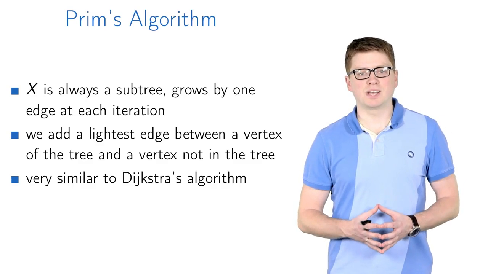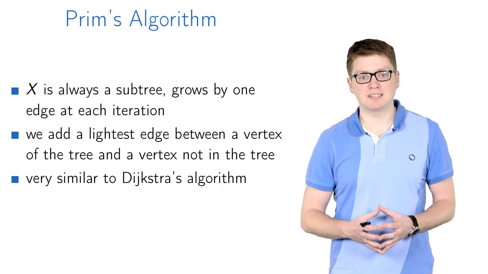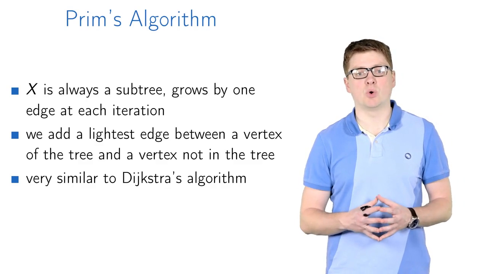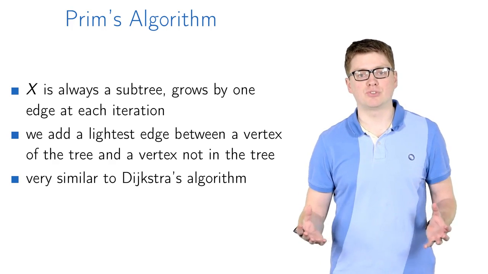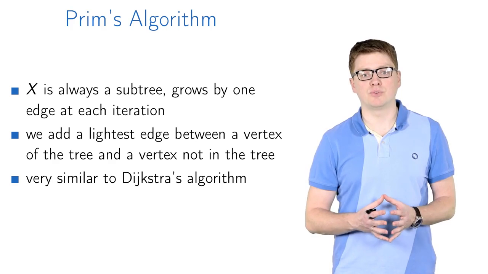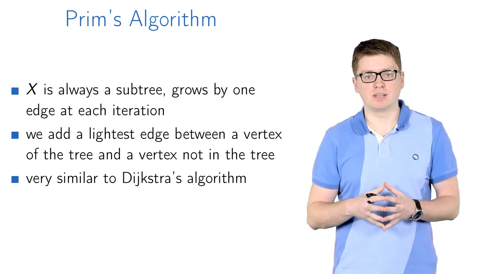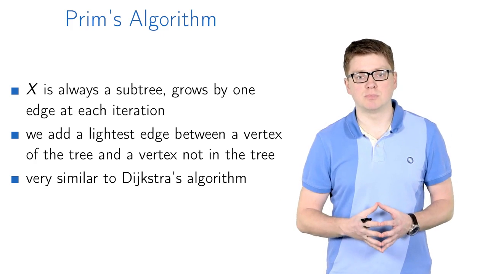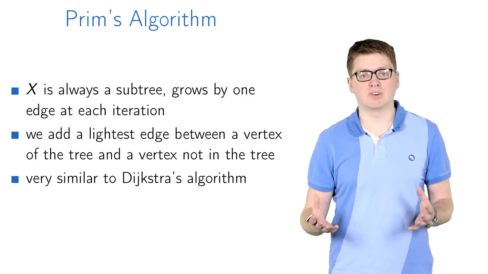In this video, we consider Prim's algorithm. Recall that in this algorithm, the set X always forms a tree, and we gradually grow it. At each iteration, we attach a new vertex, which is not currently in the tree, to the current tree by the lightest possible edge. And this is in fact very similar to Dijkstra's algorithm.